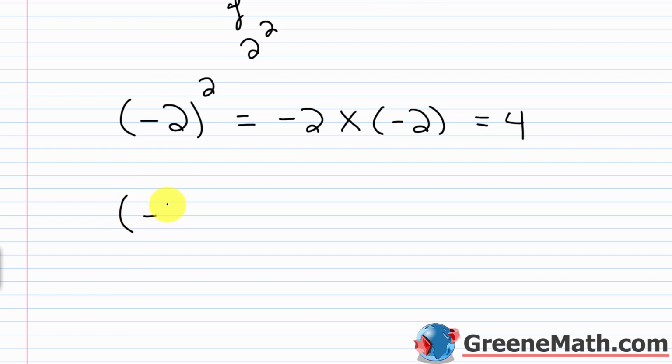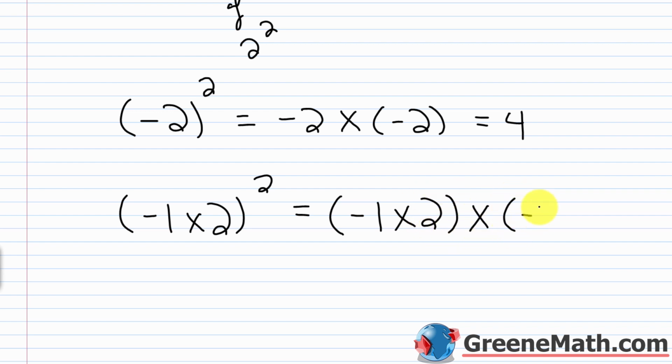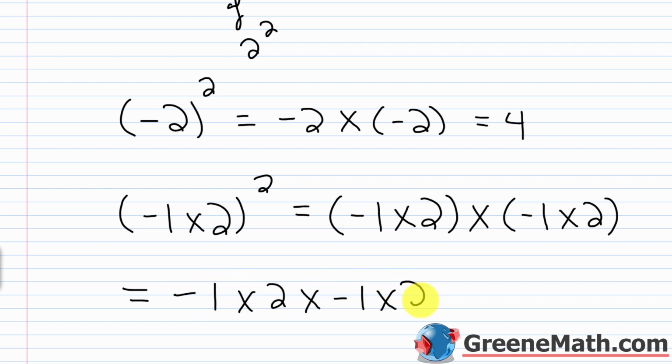Let's say I did negative 1 times 2 enclosed in a set of parentheses, and I squared it. Well, essentially what's going to happen is I'd have what? Negative 1 times 2 multiplied by negative 1 times 2. And just to simplify this, I just have multiplication involved, so I can just remove all those parentheses and write this as negative 1 times 2 times negative 1 times 2. And commutative property tells me I can reorder this.